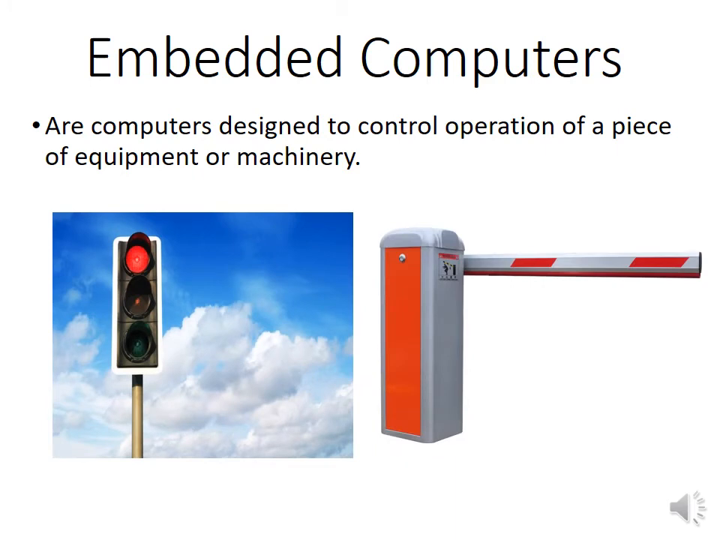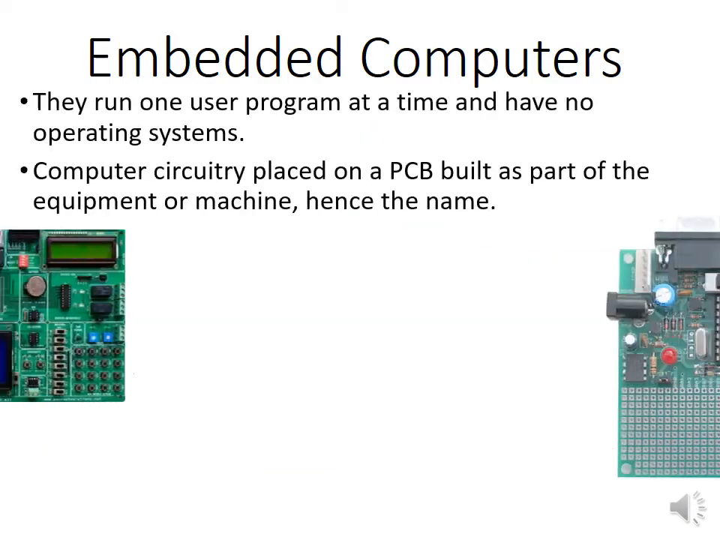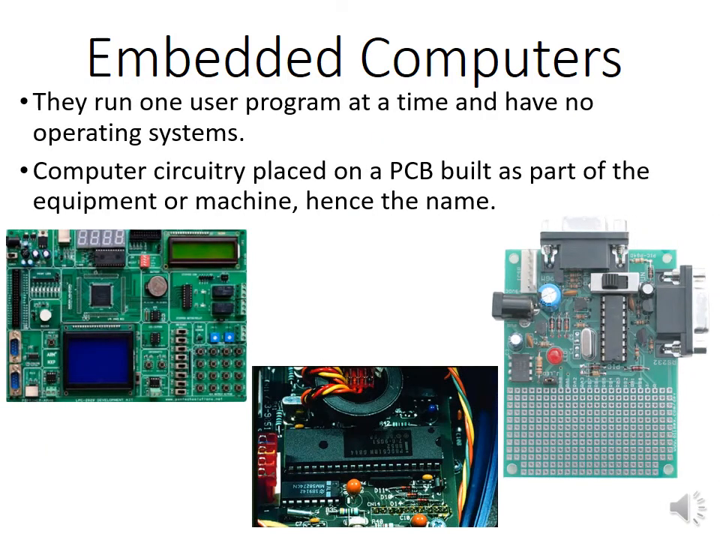In traffic control, we can also make use of embedded computers. For example, to generate the sequence of traffic lights. And another example, to operate a boom gate. Embedded computers generally run one user program at a time. Therefore, there is no need for an operating system.